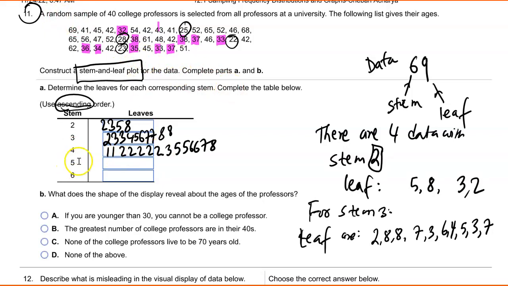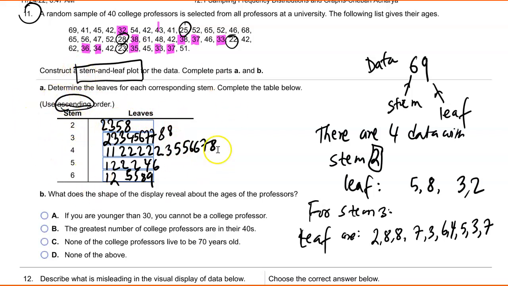For stem 5, the leaves are 1, 2, 2, 2, 4, 6. For stem 6, the leaves are 1, 2, 5, 5, 8, 9. Okay, that's how you type. Make sense?